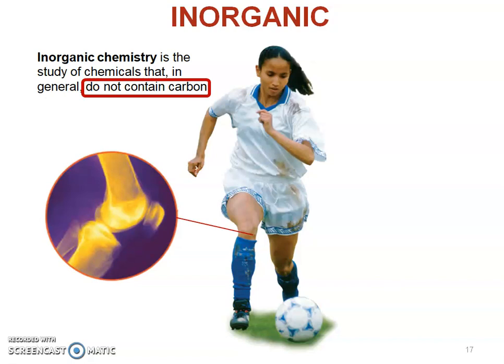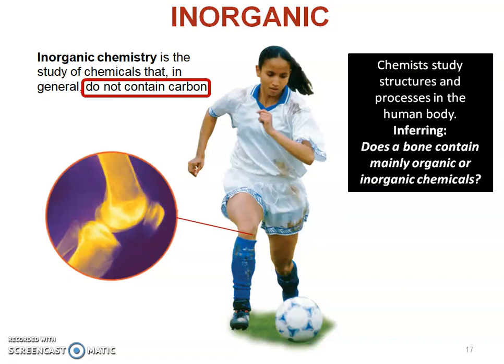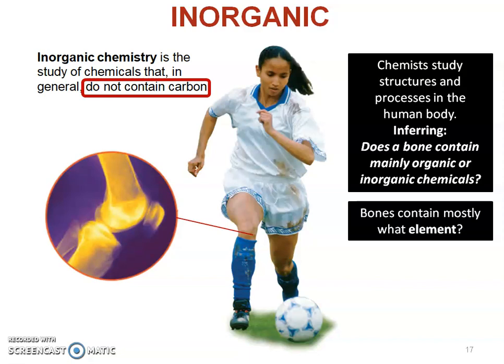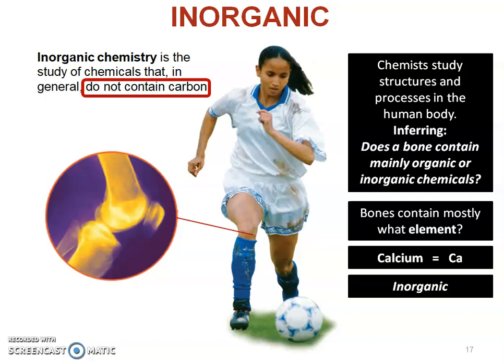Okay, so even though it has carbon, carbon dioxide is considered inorganic because it's a gas. Okay, so in this case, we're talking about the knees and what it has. The bones. So chemists study structures and processes in the human body. So in other words, does a bone contain mainly organic or inorganic compounds? Well, it's going to contain mostly what element, right? Bones have what element? Calcium. So that's why we say that our bones are mostly inorganic because they contain mostly calcium. So then the answer is inorganic, right?